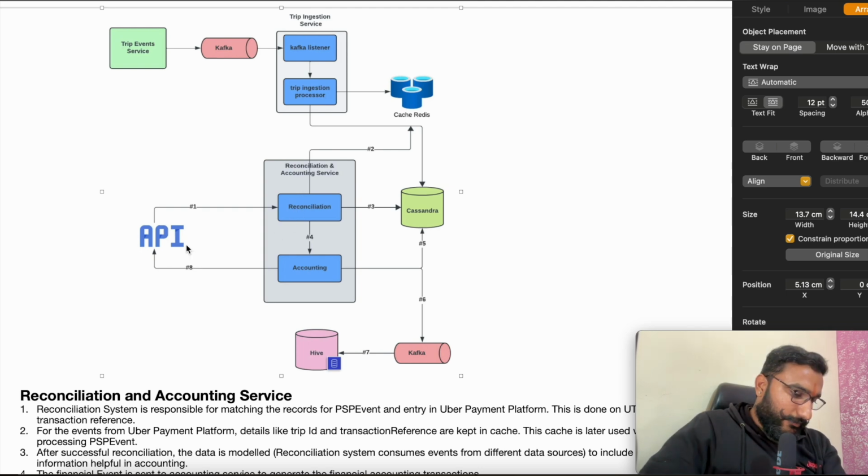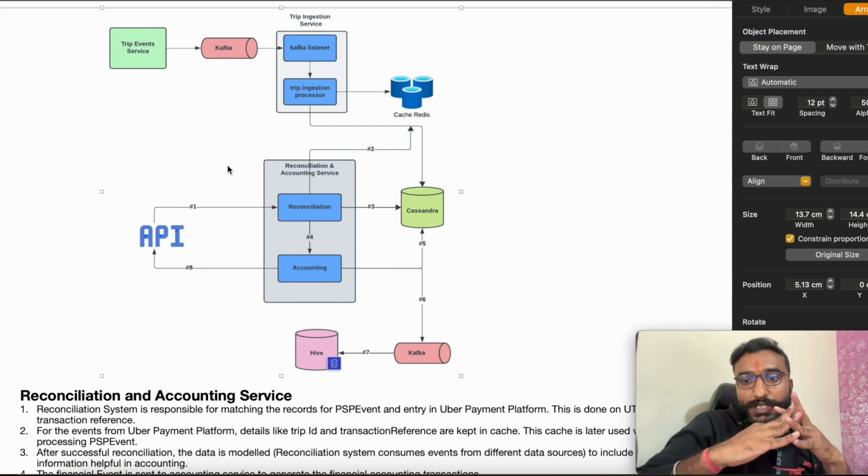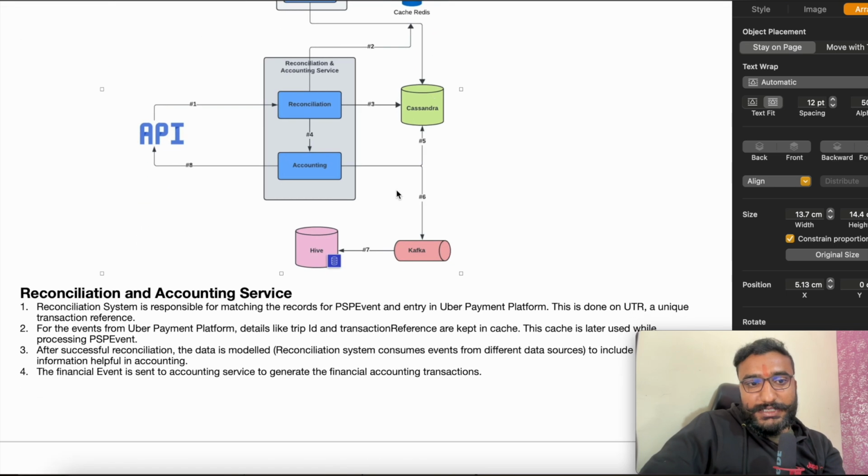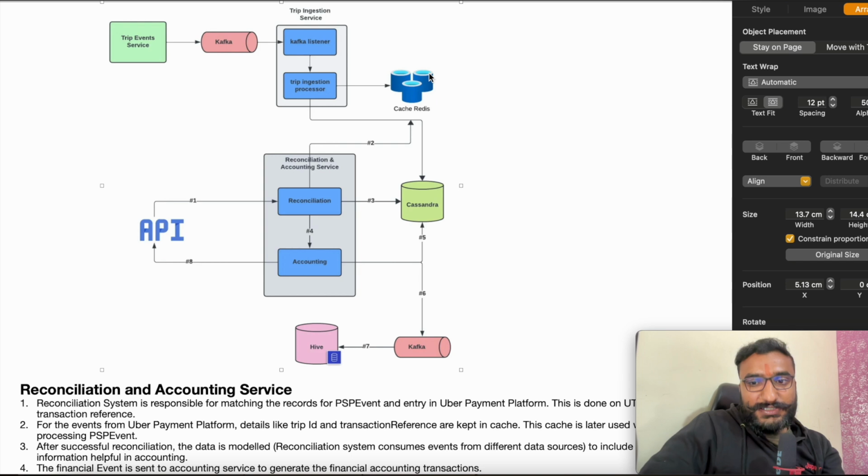Now, when we started our discussion, we mentioned that there are events which are published from the Uber payment system, and then there are files which you receive from the settlement system, and you have to combine these two to actually carry out the settlement. Now you receive this event, and in the cache you maintain the transaction reference and the trip ID. This is the event from your internal payments platform.